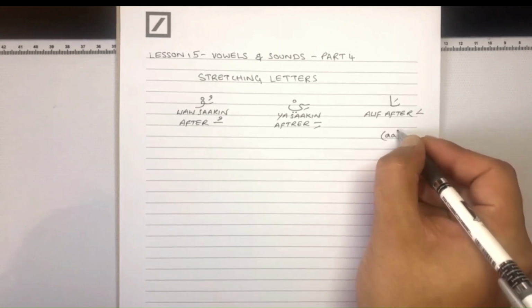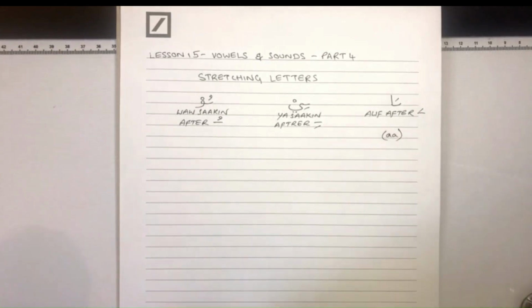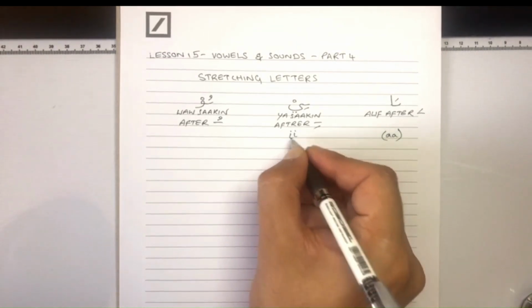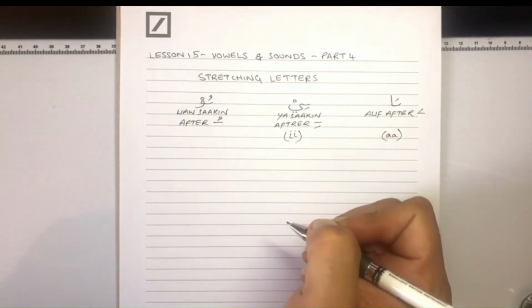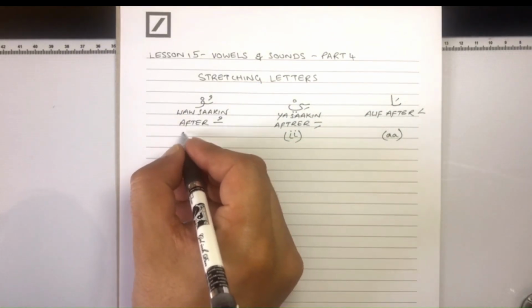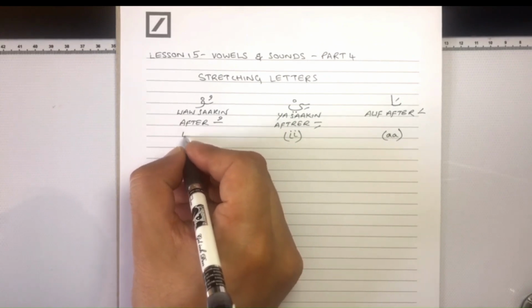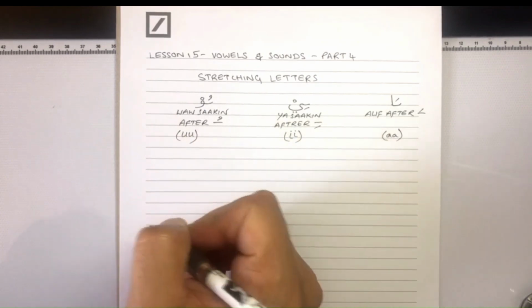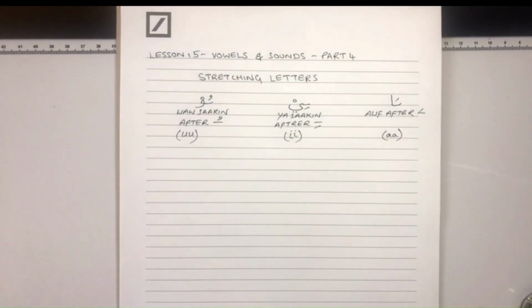So the fatha sound stretched, instead of a short a, it will become a long a. And then if a ya sakin comes after the kasra and the kasra sound needs to be stretched, it will become a long e. And then a waw sakin has come after a dhamma, so the dhamma sound will also be stretched. It will become oo. So you stretch it for about 1 second.